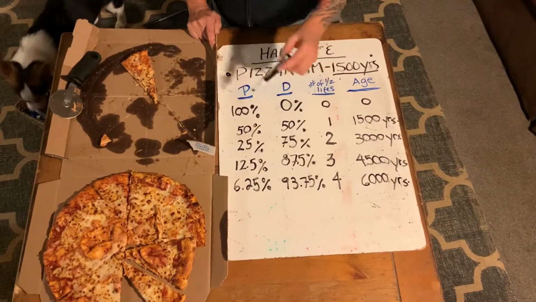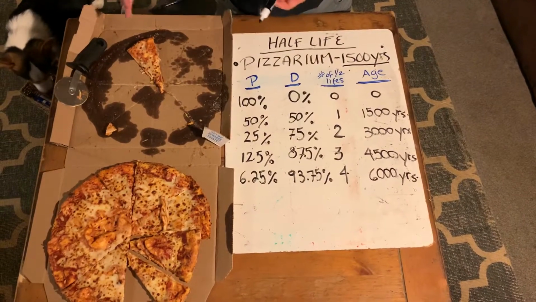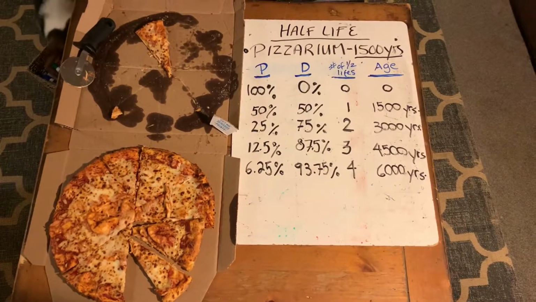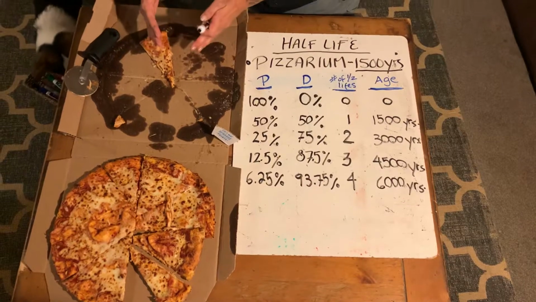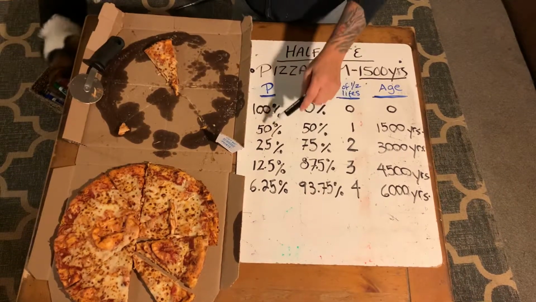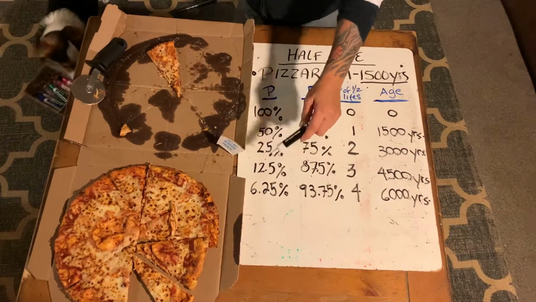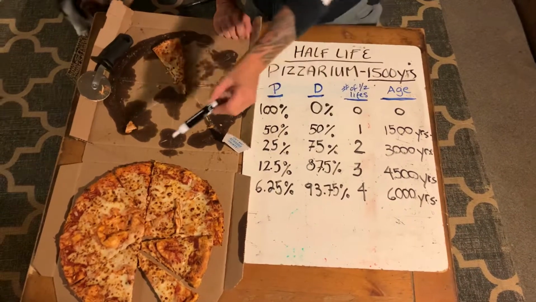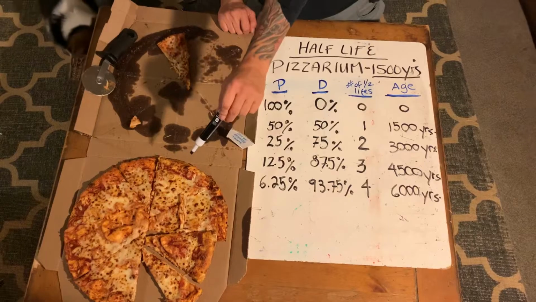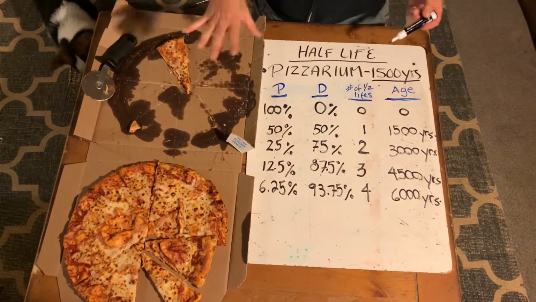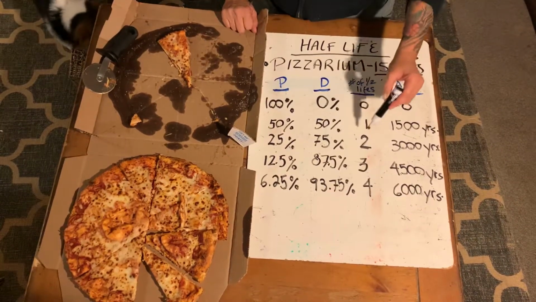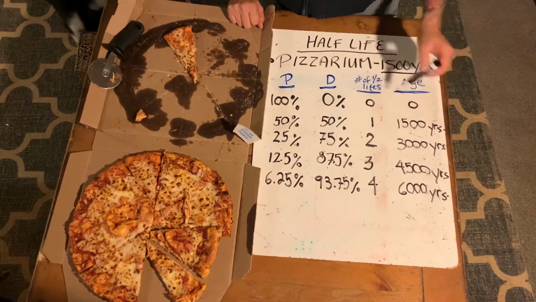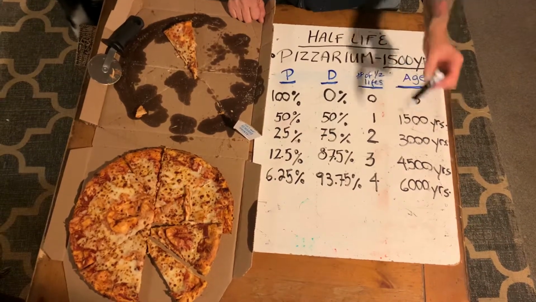Every single time I have a half-life, I have to take and cut in half what's left of the parent isotope amount, cut it in half, cut it in half, cut it in half, which increases the daughter ratio, right? Which is that part of the pizza, the part that I keep moving over there. That's how much of it has changed. This is how many half-lives it has undergone. And for every time it has a half-life, it goes up by 1,500 years.